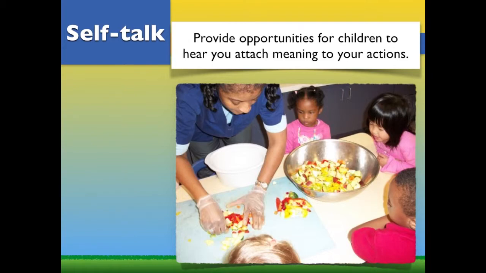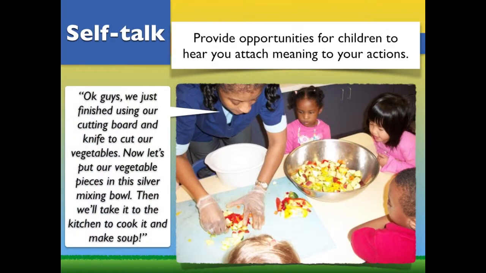Here's another example. Okay guys, we just finished using our cutting board and knife to cut our vegetables. Now let's put our vegetable pieces in this silver mixing bowl, then we'll take it to the kitchen to cook it and make soup.